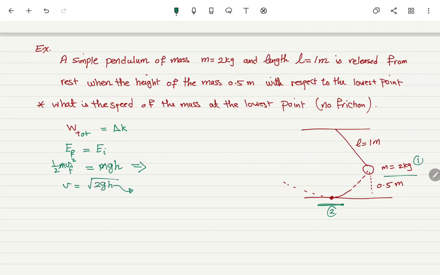And remember, h in this case is the initial height of the object, which equals 0.5. So v in this case equals the square root of 2 times 10 times 0.5, or v final equals 3.16 meters per second.